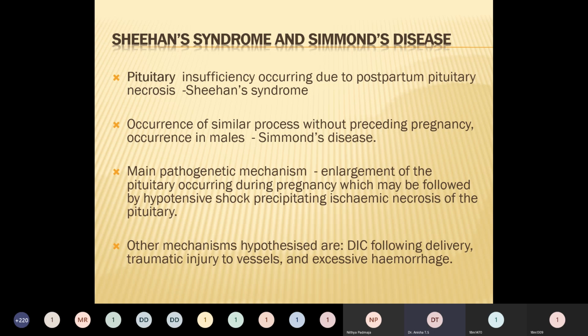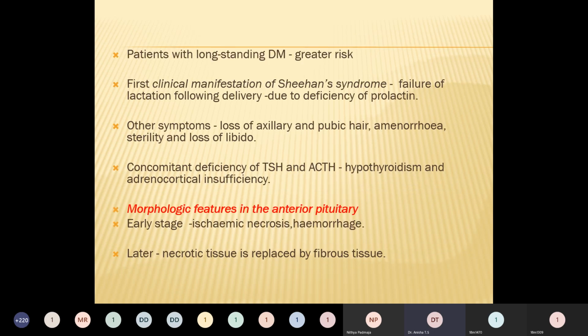Whereas Simmons disease is also necrosis of the pituitary, but it occurs in males, and obviously there is no pregnancy associated with males. So it is just necrosis of the pituitary seen in males, called Simmons disease. Patients who have long-standing diabetes have a greater risk of this necrosis of the pituitary. So how do they realize that the patients have this necrosis?